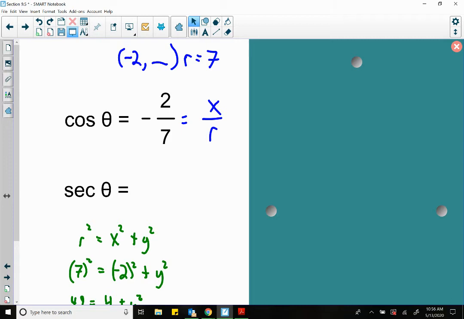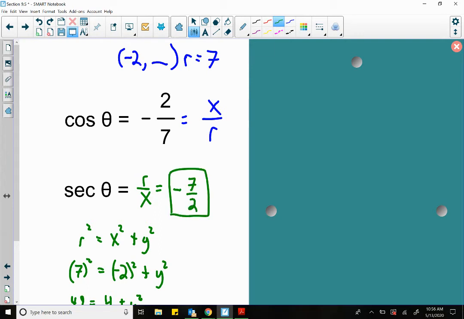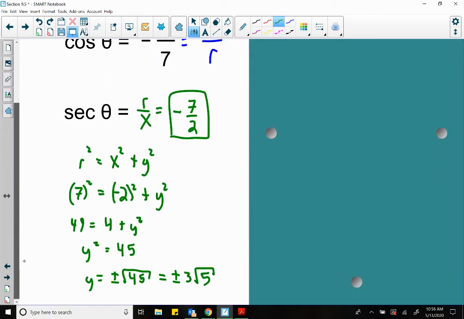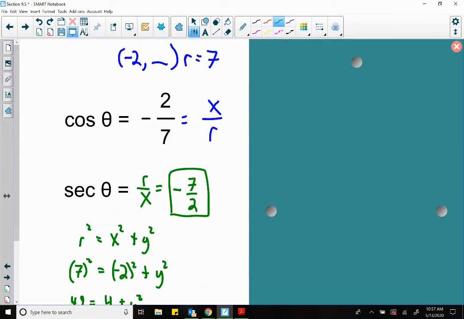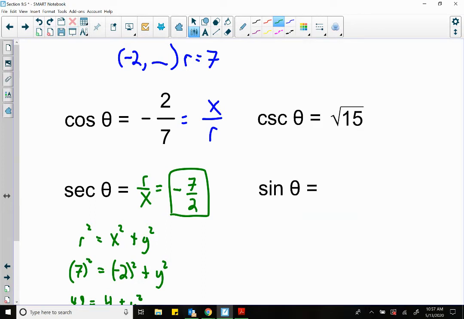They want to know what secant is. Remember, the formula for secant is r over x. So the y value doesn't even really matter. We just need to take the cosine and actually flip it. So that's a negative 7 over 2. Now you're probably like, Mr. Armstrong, why did you even talk about the y value? Because I want you to know sometimes you might have to solve for this guy to figure these out. You might actually have to solve for that. So that's important to know. Try this one.